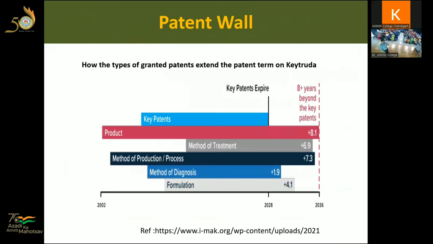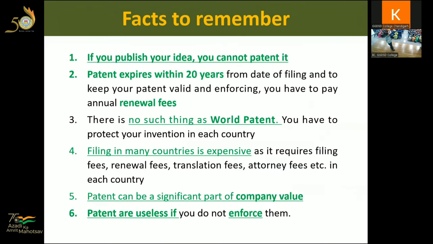Now, these are the key patents. Product is able to extend 8.1 years. Method of treatment is able to increase the life by 6.5 years. Method of production process is able to increase the life by 7.3 years. Method of diagnosis is able to increase the life by 1.9 years. Formulations are able to increase the life by 4.1 years. If you total it, you will see it is crossing 20 years.